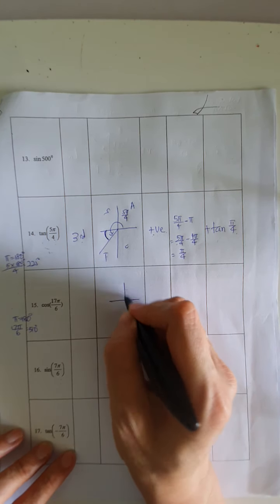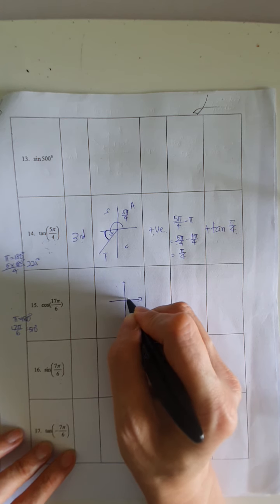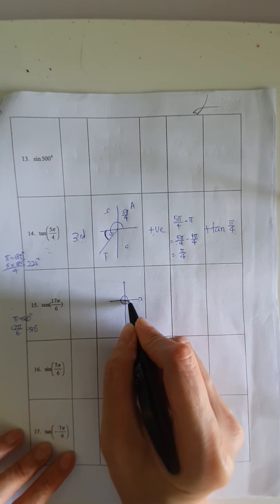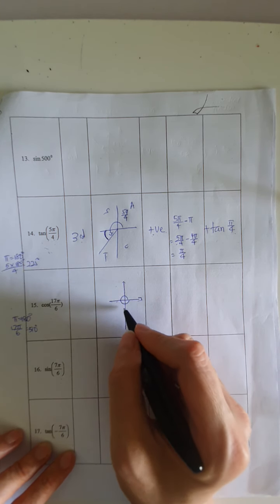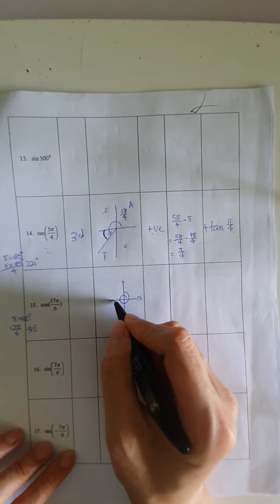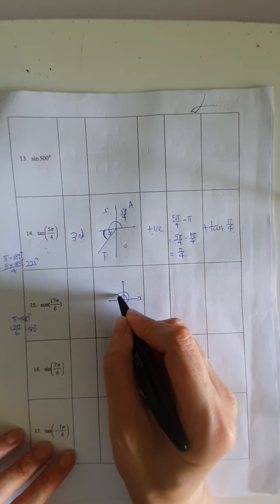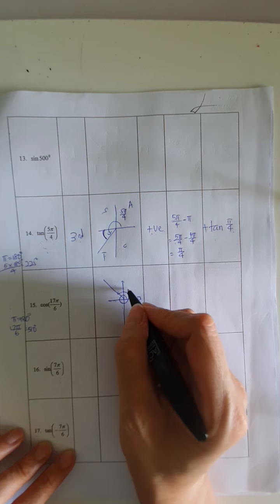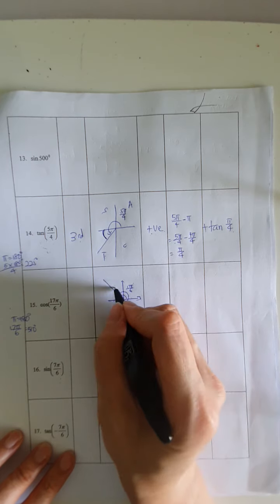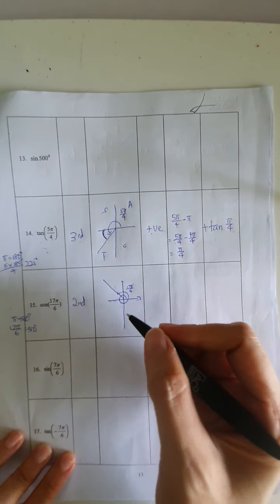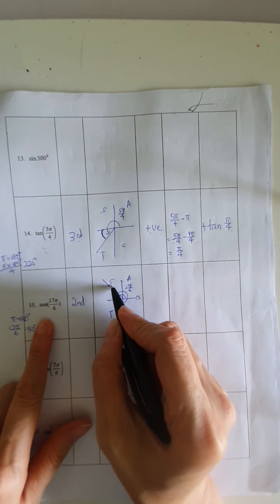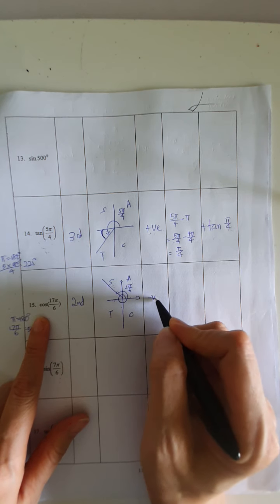So let's try. 510. So this is 360. Then what do we have? 0, 90, 180, 270, 360, 450. This is 540. So it should be somewhere here. Okay, so this is 17 pi over 6. So it's in the second quadrant. Second quadrant, CAST, sine is positive. This is cosine, so it is negative.